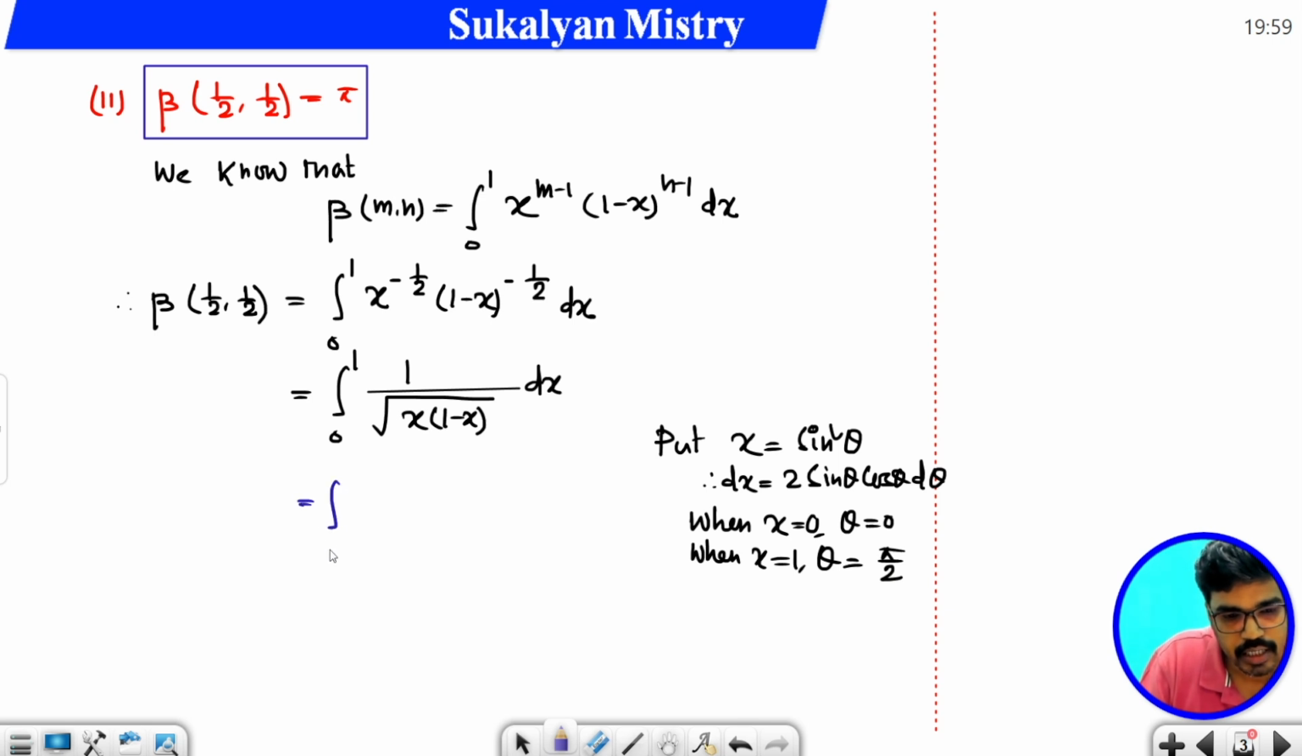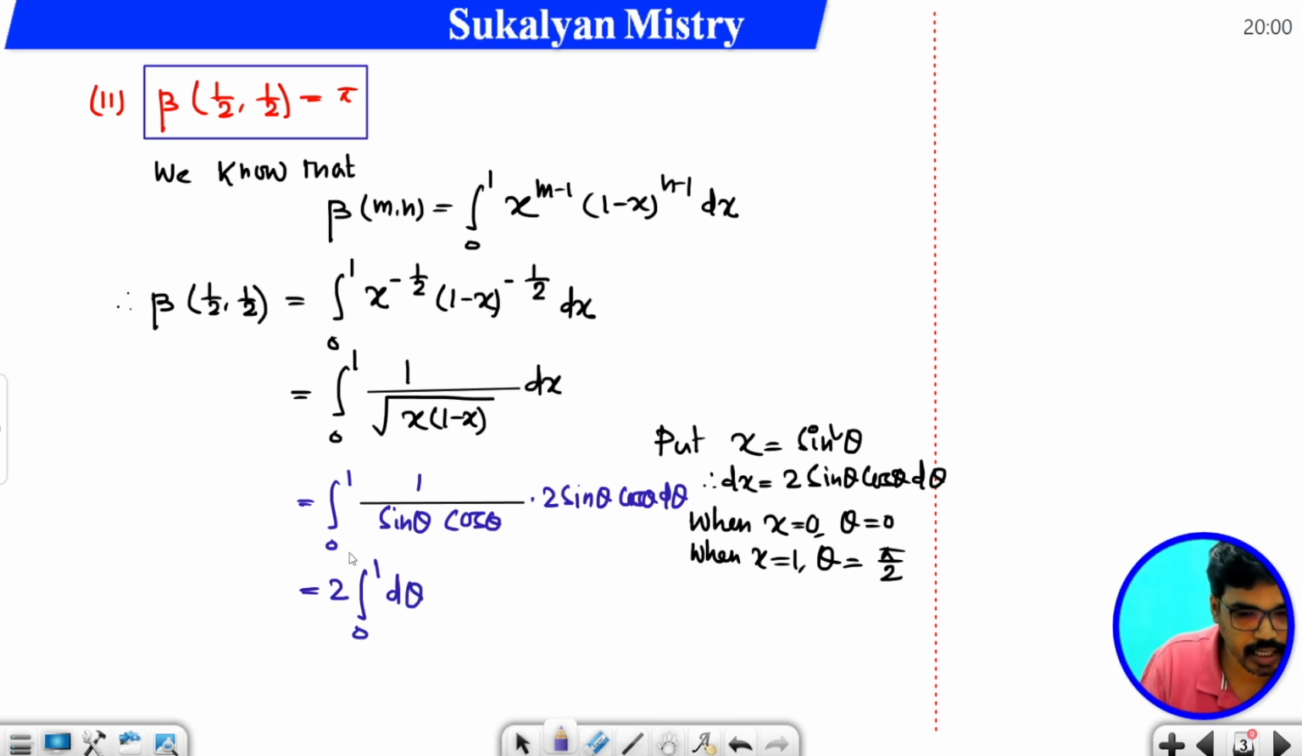Okay? So this is equal to integration of 1 by root over x, that means root over sine square theta, that means simply sine theta. 1 minus x is 1 minus sine square theta, that is cos square theta, root over cos square theta, that means simply cos theta, times dx. So dx will be 2 sine theta cos theta d theta. So sine theta cos theta cancel. So ultimately 2 integration d theta.